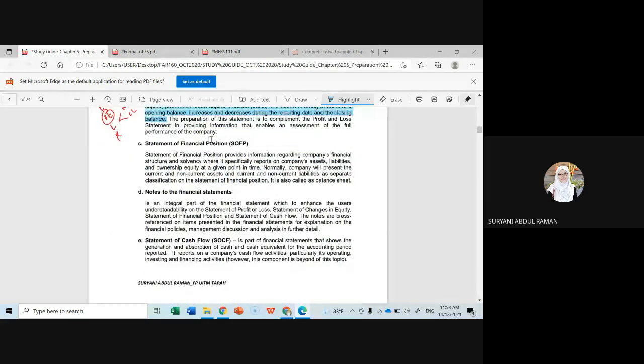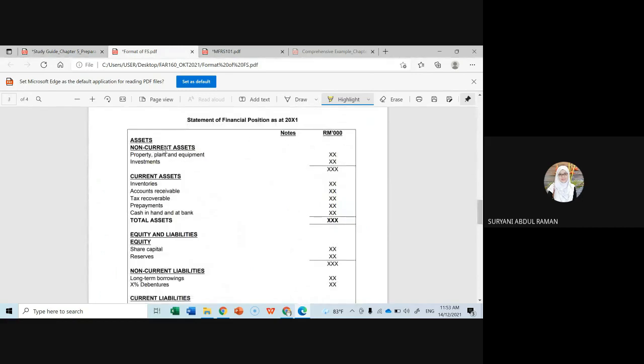We have the statement of financial position. I believe you are very familiar with what the statement of financial position is. This statement shows the information of the company's assets, liabilities, and owner's equity at a given point of time. The format is as follows, more or less. This is just the same as what we have learned so far. So we are going to have these headings: assets, then the equity and liabilities.